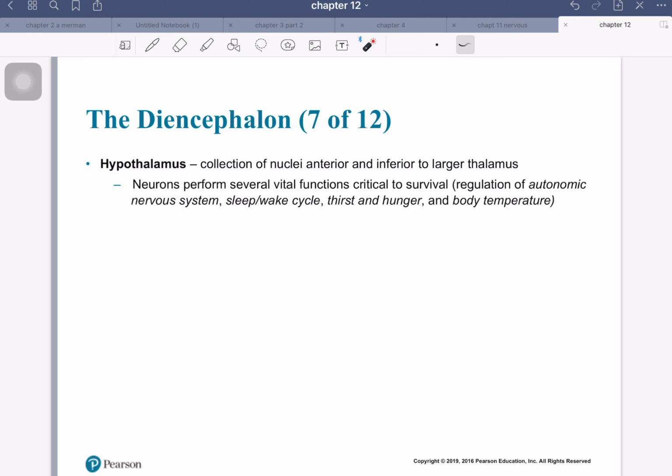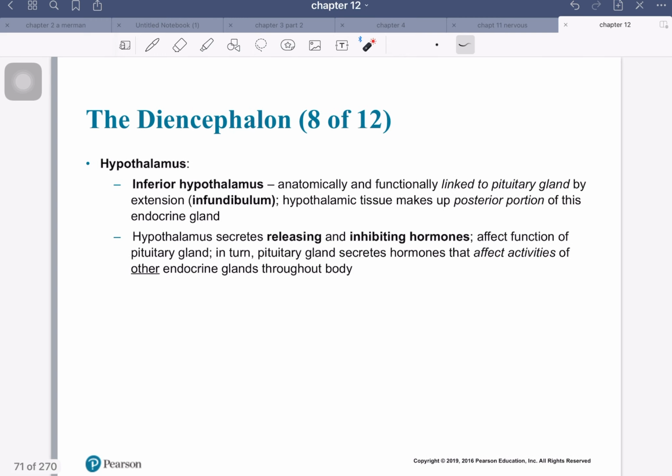The thalamus has a lot of stuff. The hypothalamus, which we're on right now, has a lot of stuff too. And we'll be coming back to the hypothalamus when we start talking about the endocrine system, because associated with the hypothalamus is the pituitary, the anterior and posterior pituitary. And a lot of hormones come from the pituitary glands.